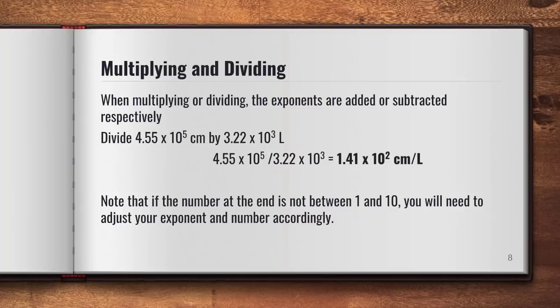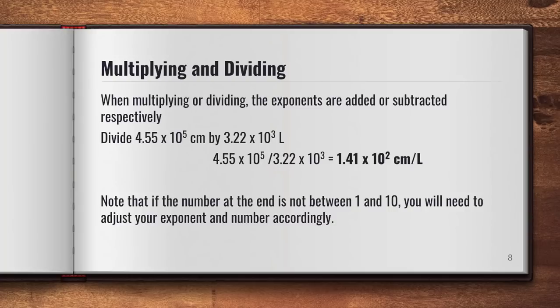Simple enough. So we divide those numbers and then subtract the exponents. As you can see here, 4.55 times 10 to the 5th divided by 3.22 times 10 to the 3rd is 1.41 times 10 to the 2nd using correct significant figures. Also keep in mind that if the number at the end is not between 1 and 10, you need to adjust the exponent and number accordingly. So we may need to move the decimal place over one spot to the left or one spot to the right in order to get it in correct scientific notation, because that whole number has to still remain between 1 and 10.